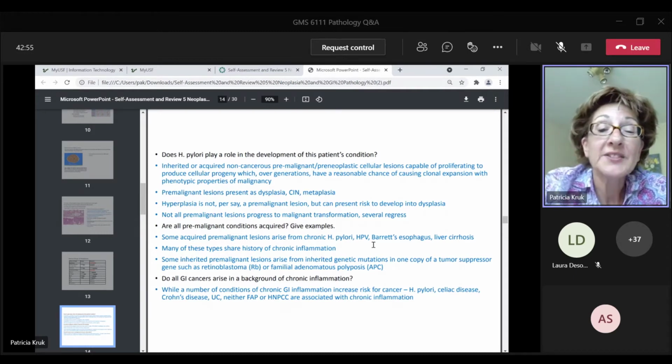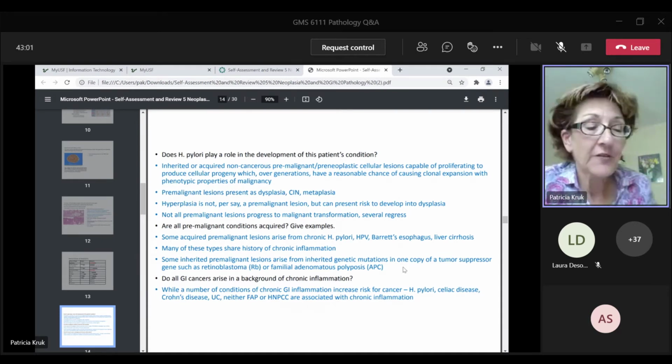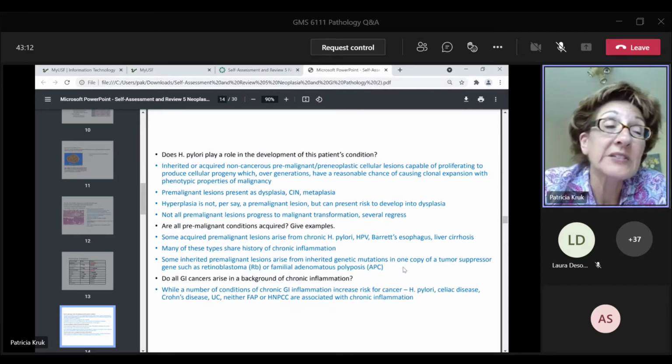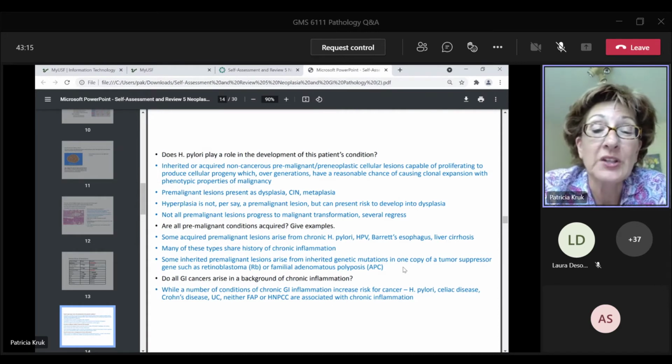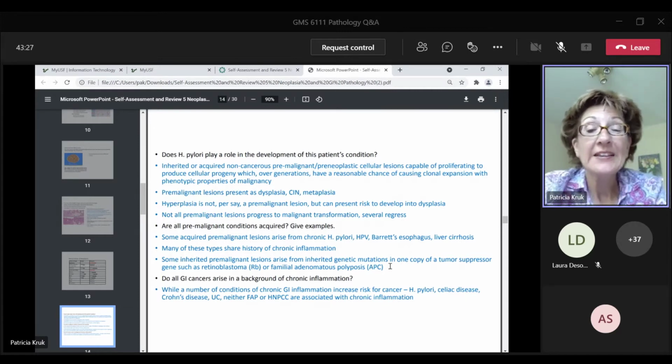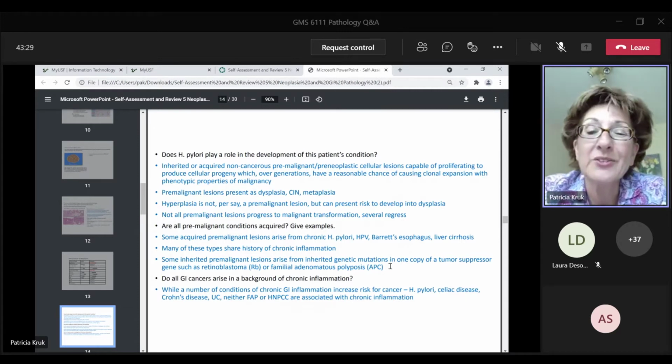And on the other hand, we have some inherited pre-malignant lesions, again, that usually result from the inheritance of one mutated copy of a tumor suppressor gene. And once the second allele of that tumor suppressor gene is mutated and becomes dysfunctional, often that will lead to malignant transformation. In these situations, we look at retinoblastoma or familial adenomatous polyposis, where the tumor suppressor gene is called the APC gene. These often don't arise in a background of chronic inflammation. So it's just one tumor suppressor gene, and then the second copy is lost.